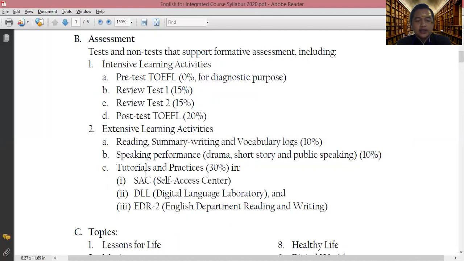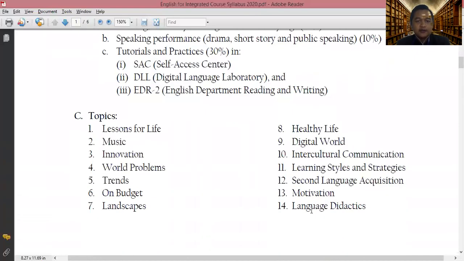And the last group includes the activities that you do in 3 different laboratories. We have 3 labs: SAC, Self-Access Center, DLL, Digital Language Laboratory, and English Department, Reading and Writing. So I have coordinated this with the 3 heads of laboratory, and they will assign you an assignment each week, and you need to do that, and they will report to me as the coordinator of this course regarding your performance.